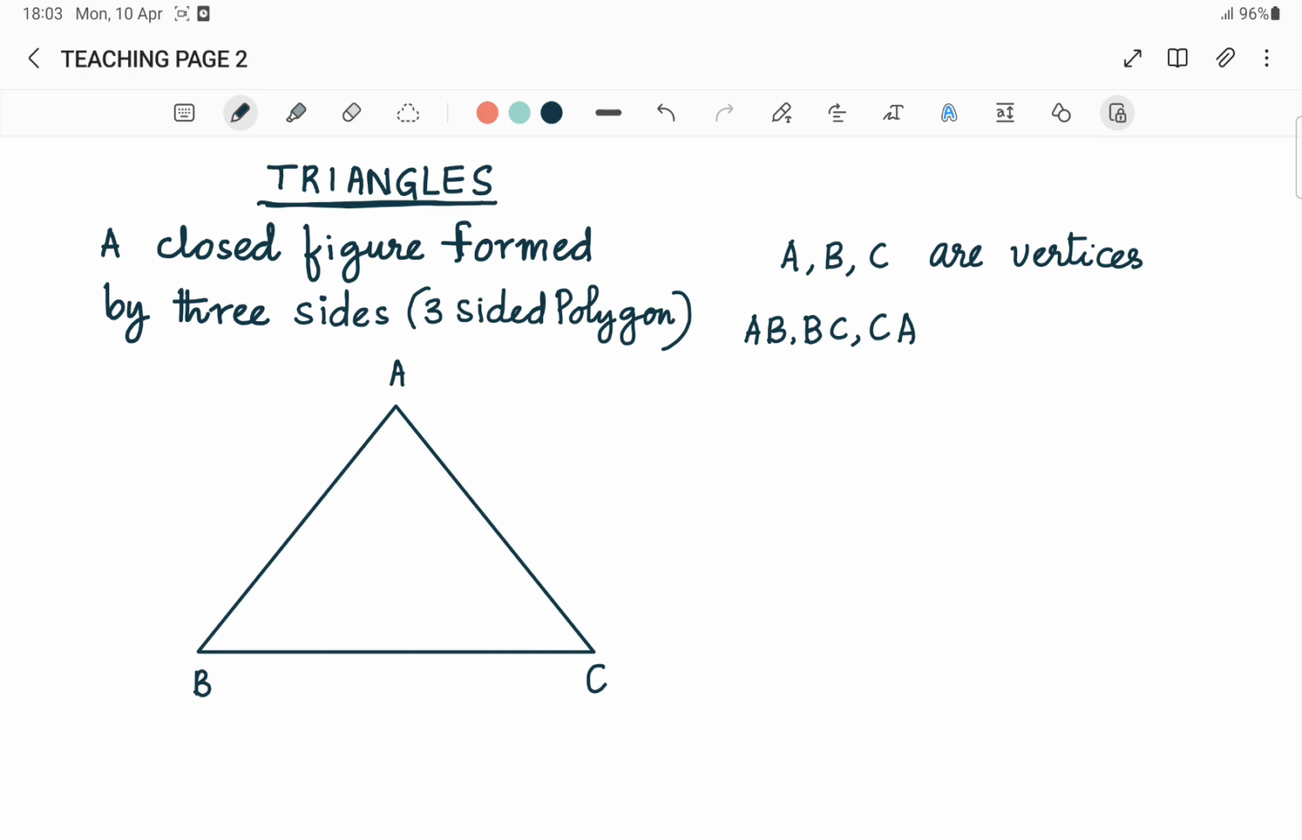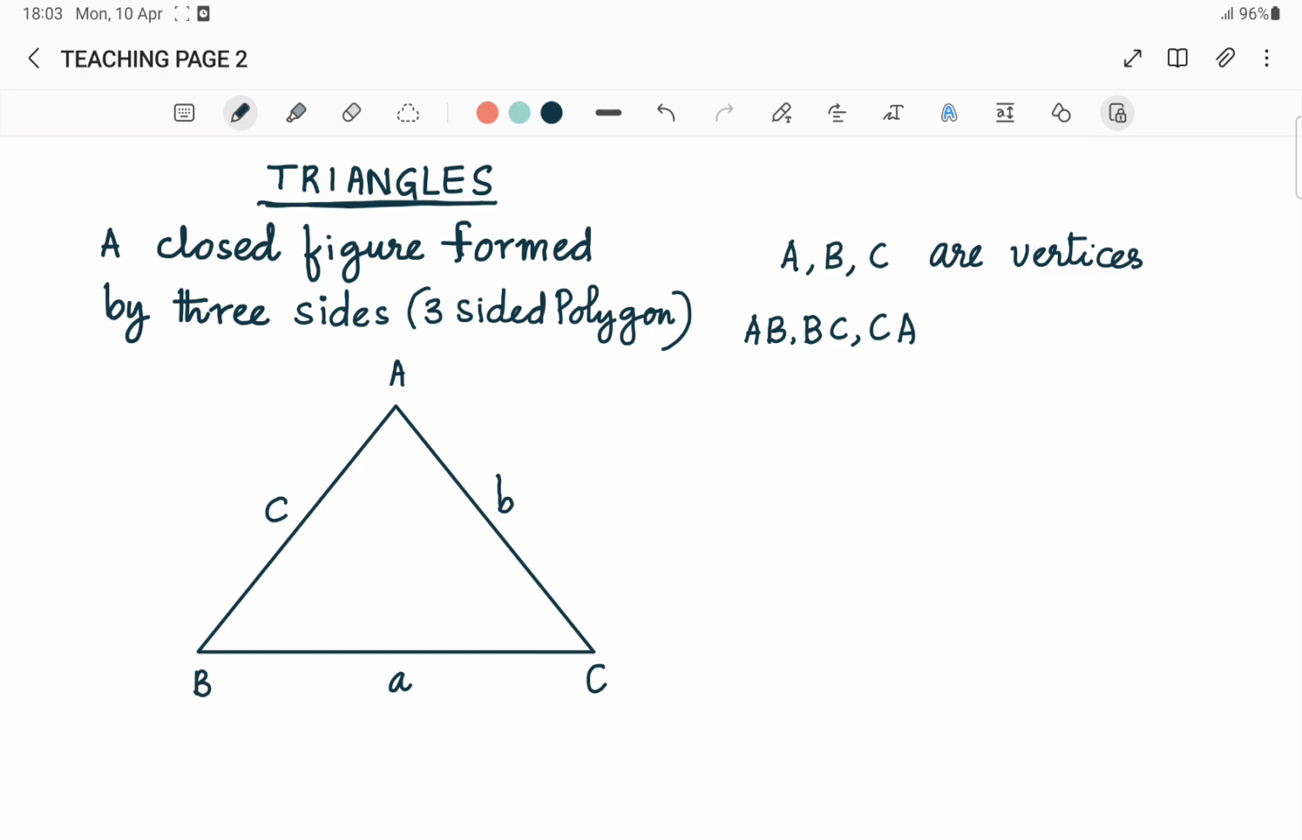The side opposite to vertex A is indicated as small a. The side opposite to vertex B is indicated as small b. And the side opposite to vertex C is indicated as small c.